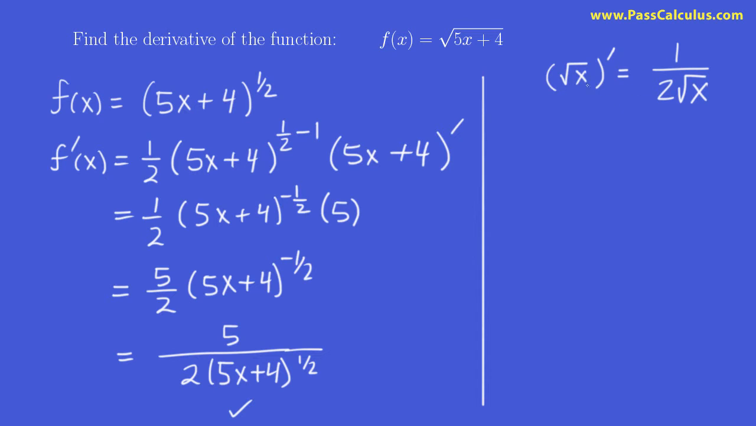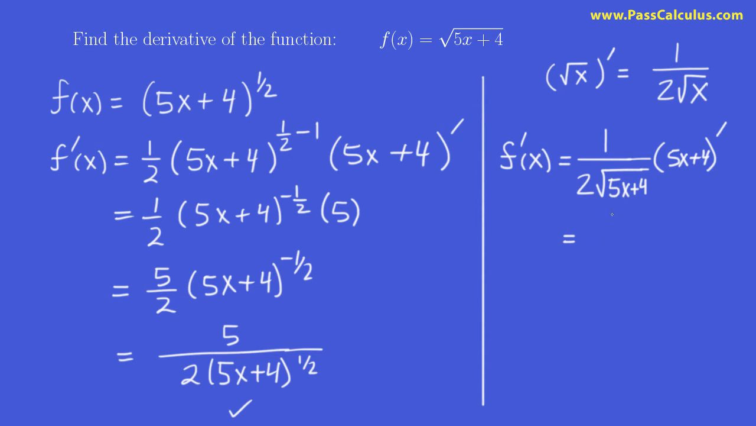Let's try to use this formula in combination with the chain rule to do this derivative again. So in this example, this time I'm going to ignore the 5x plus 4, kind of. So the derivative would be 1 over 2 times the root of what I'm ignoring times the derivative of what I'm ignoring. And I'm ignoring 5x plus 4. Let me fill those in.